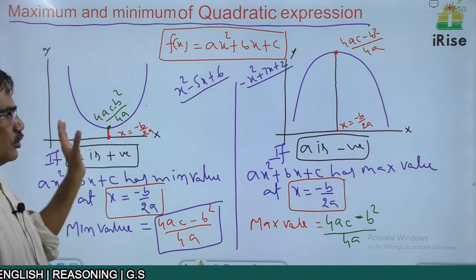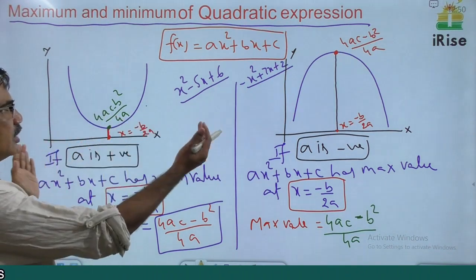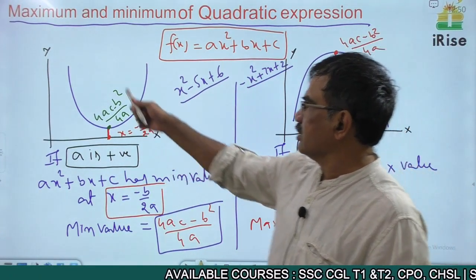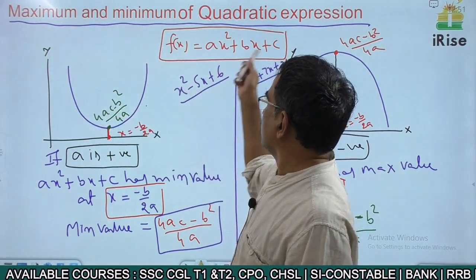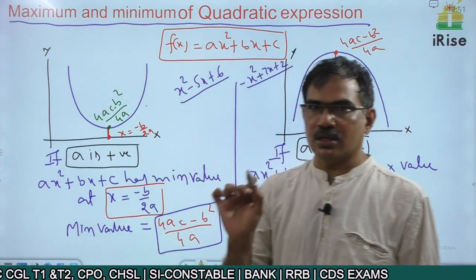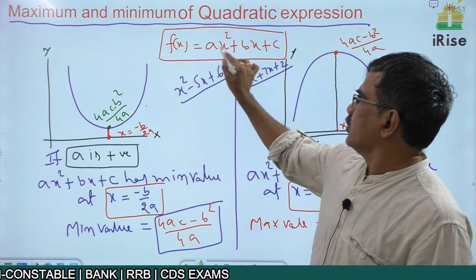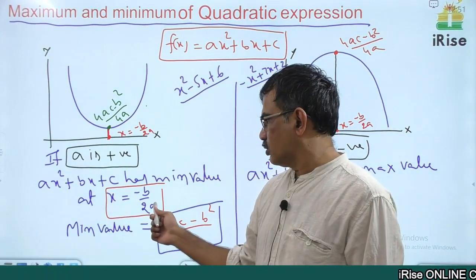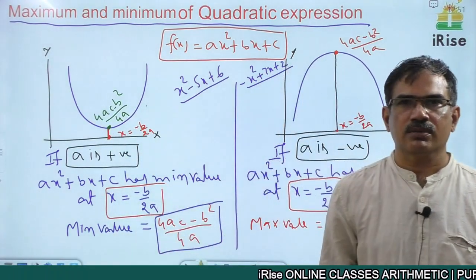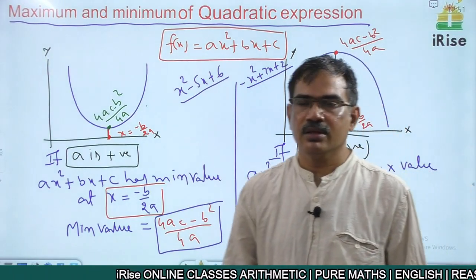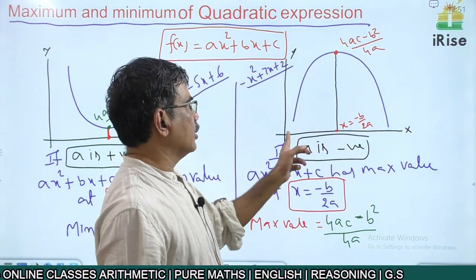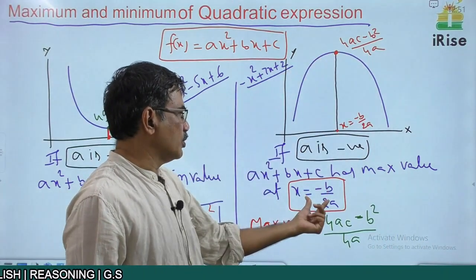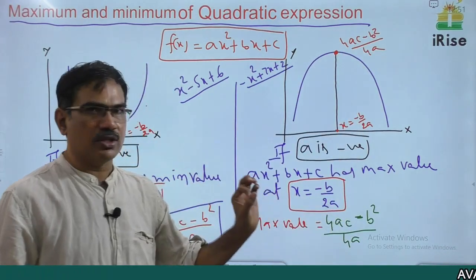First write these two; next I will explain everything. Once again, listen. The quadratic expression always represents a parabola, and if the coefficient of x square is positive, it has a minimum value at x is equal to minus b by 2a, and the minimum value is 4ac minus b square by 4a. Similarly, if a is negative, it has a maximum value at x is equal to minus b by 2a. The maximum value is 4ac minus b square by 4a.